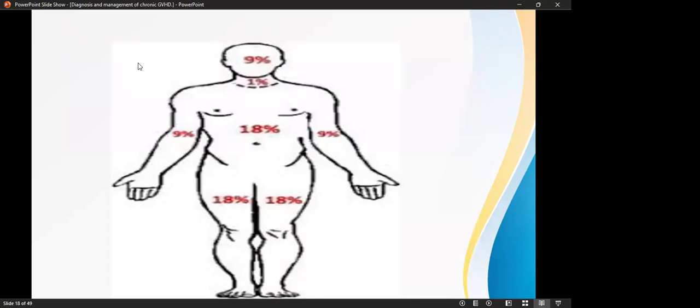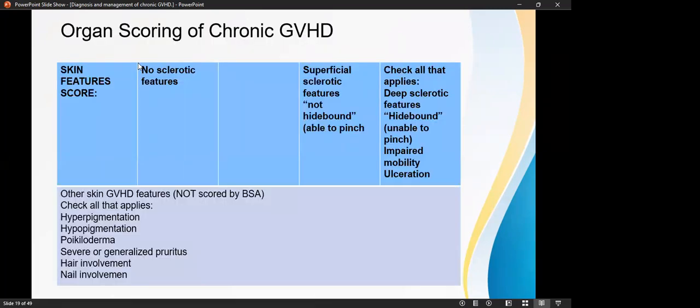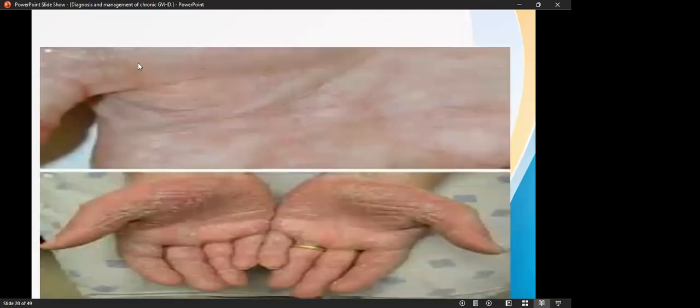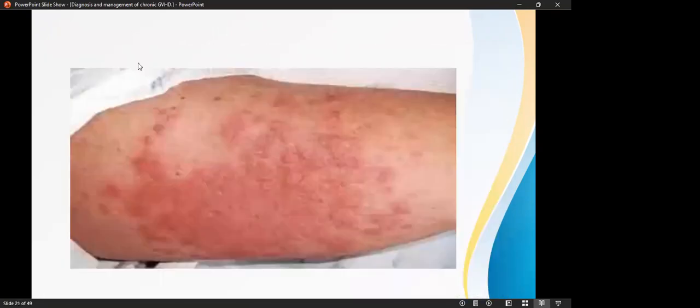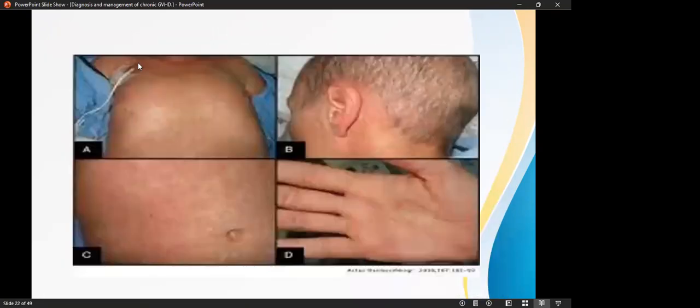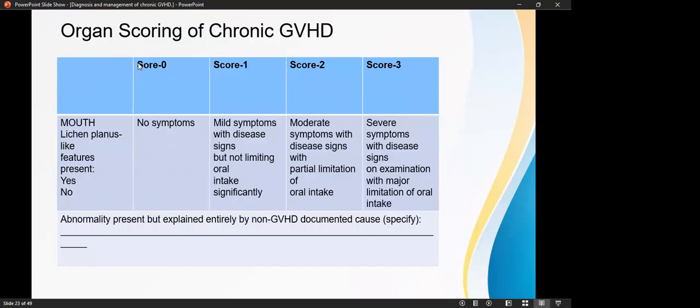And by this picture we will score using the rule of nines: 9 and 9, neck and head 9, front 18 and back 18%, both arms 18, and one leg 18% and the second leg 18%. We will consider the rule of nines also applied in this for scoring. You can see in this picture, if skin is involved, we will score accordingly.